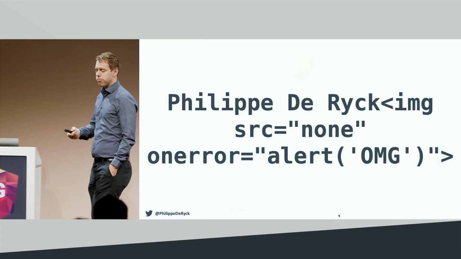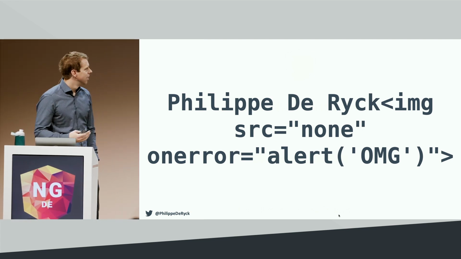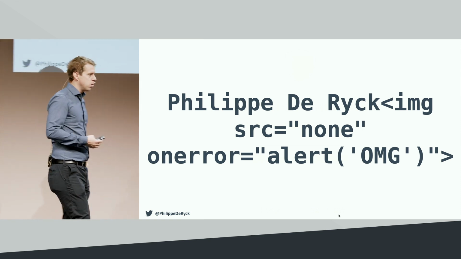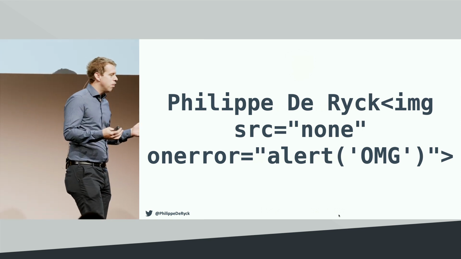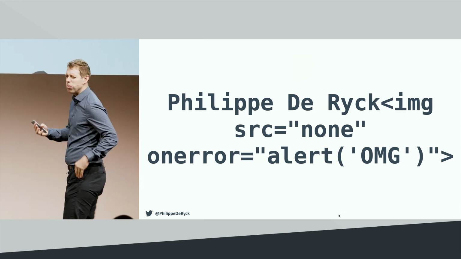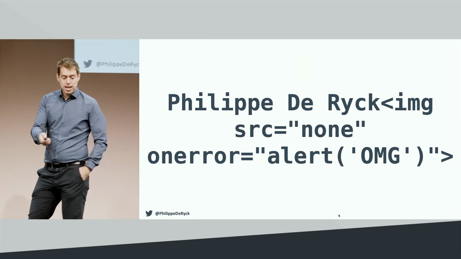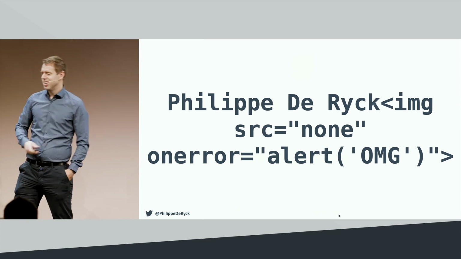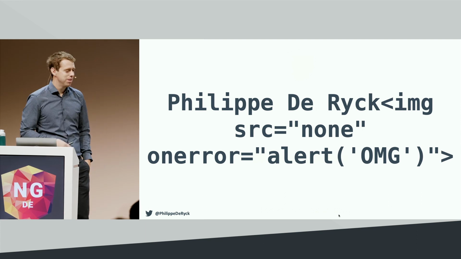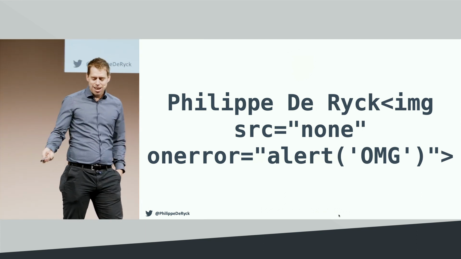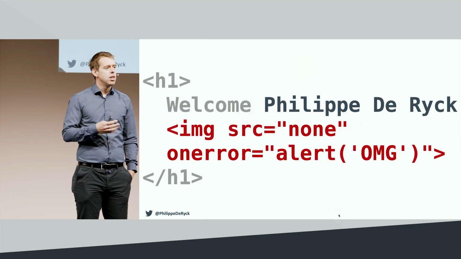I'm Philippe De Ryck, image source none, on error something something. You probably recognize this. Some HTML code, that's essentially not my name, but that's what I can put in your application as my name. That's something that you probably don't want happening in practice, because as you can guess, the image part is not my real name. I can show you my passport, it's not in there. My parents screwed me up enough with my normal name, so that's already one challenge here. But if this ends up in an HTML page, that might be a problem.